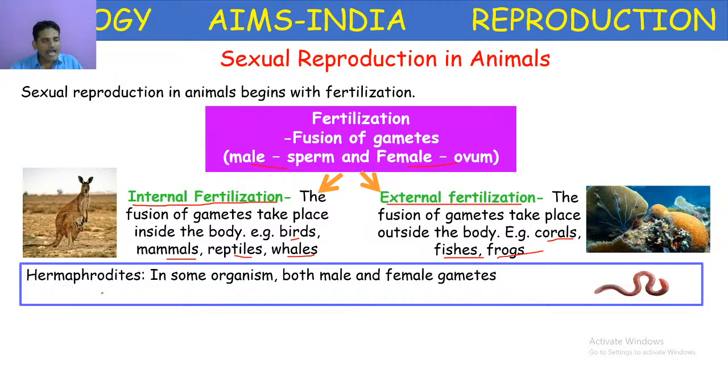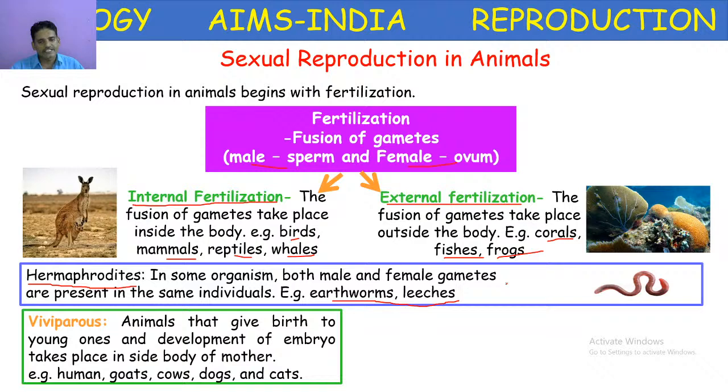Next, hermaphrodites. In some organisms, both male and female gametes are produced in the same organism. Such organisms are called hermaphrodites, and the phenomenon is called hermaphroditism. Examples: earthworms and leech, annelids, and helminth parasites also, internal parasites. Some of the helminth parasites are also hermaphrodites. They produce both male and female gametes in the same organism. So self-fertilization takes place here.